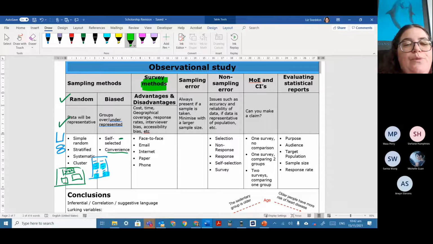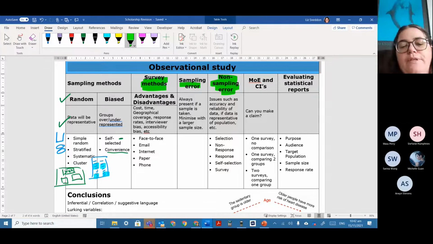Sampling error, we always have sampling error present. That's always there as soon as we take a sample. And non-sampling error, those are the things that we have some control over. I can't control sampling error. It is simply present. As soon as I take a sample, I have it. Non-sampling error, as the person designing the sample and survey, I can control this to a large extent.